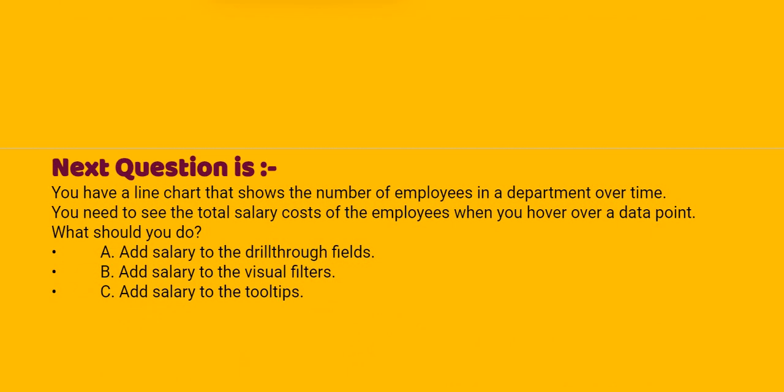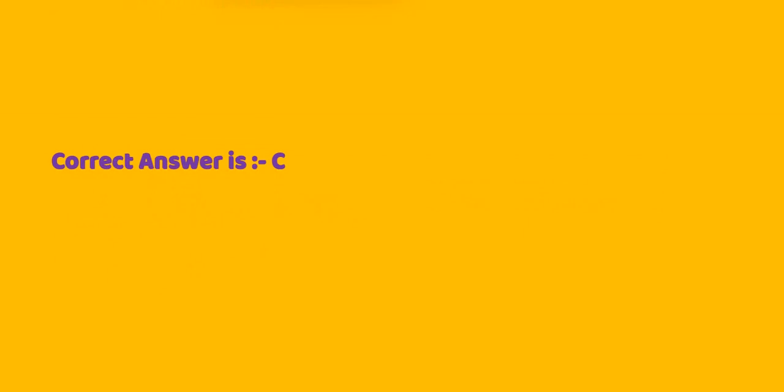Next, you have a line chart that shows the number of employees in the department over time. You need to see the total salary cost of the employees when you hover over a data point. What should you do? Option A, add salary to the drill through fields. Option B, add salary to the visual filters. Option C, add salary to the tooltips. Correct answer is option C.